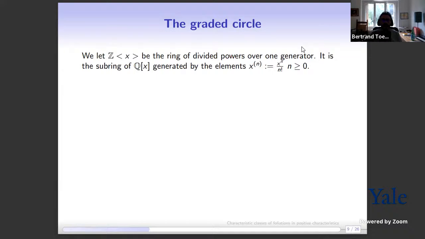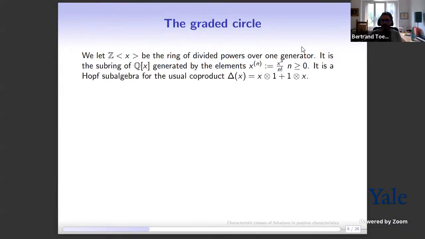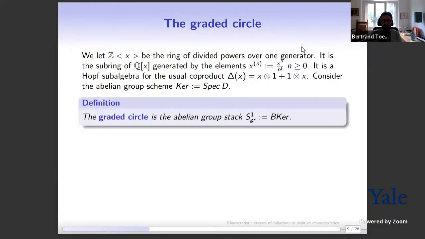You take the ring of divided powers with one generator, Z of X, which by definition is the subring of Q of X generated by divided powers. And you look at it as a Hopf algebra, because the additive Hopf algebra structure on Q[X] restricts to a Hopf algebra structure on divided powers. It's a commutative and co-commutative Hopf algebra, so it defines an abelian group scheme. And this group scheme is called KER.